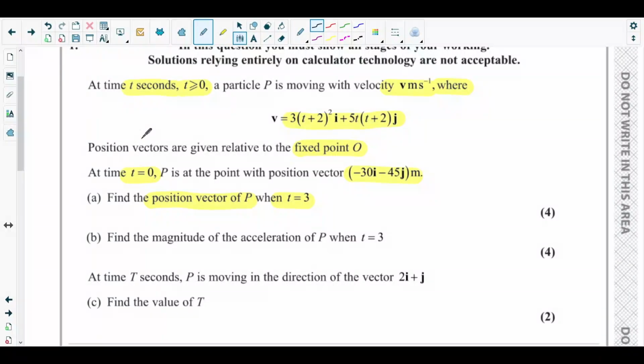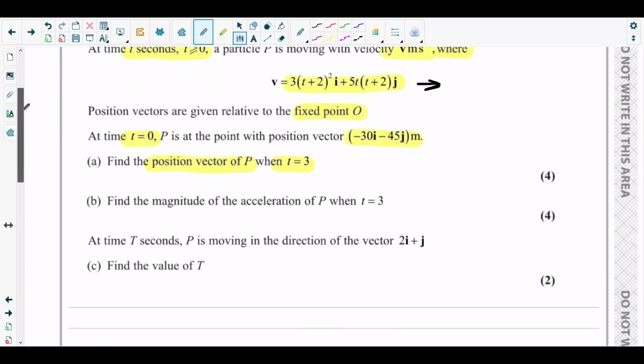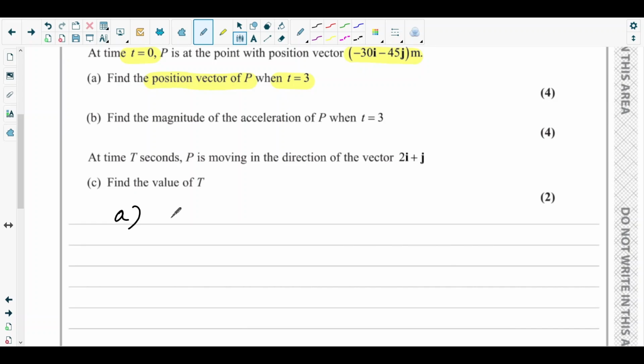Okay, so we know that if we integrate the velocity vector, then we will get the position vector, right? Differentiating the velocity vector will give the acceleration. So if we integrate the velocity vector, we will get the displacement vector or position vector. So let's integrate the velocity vector. For part A, we want the position vector s. So this is the integration of the velocity vector with respect to t.